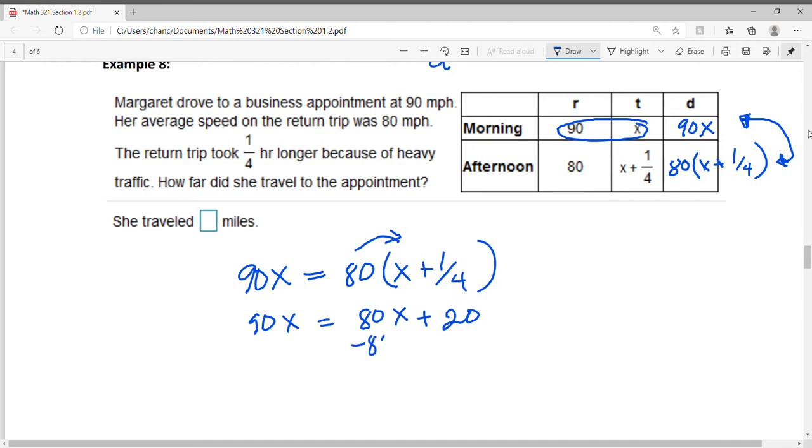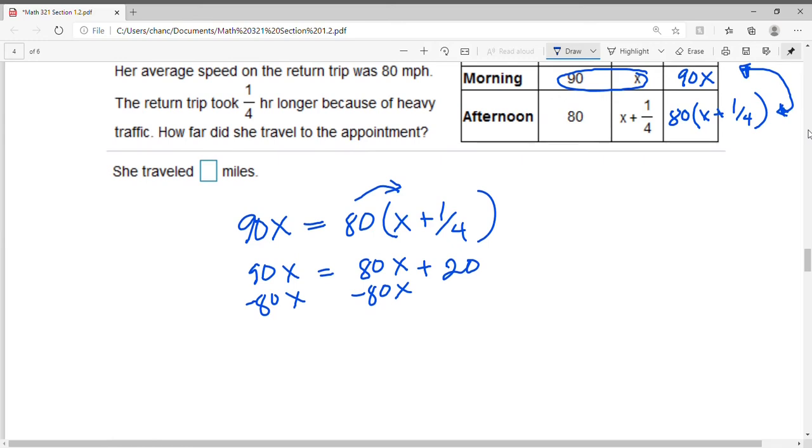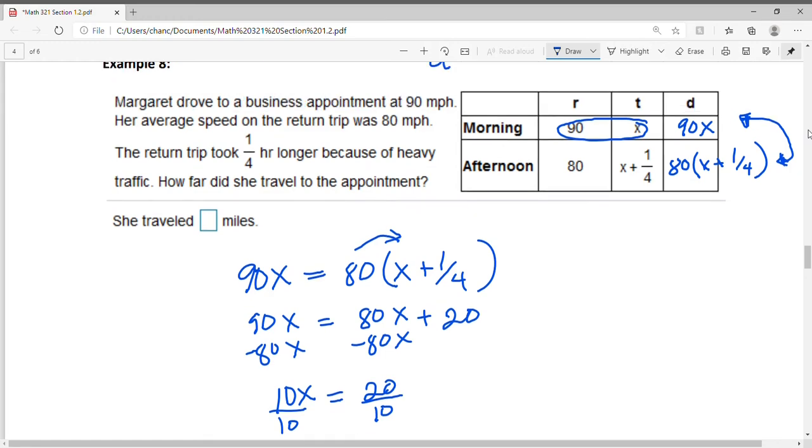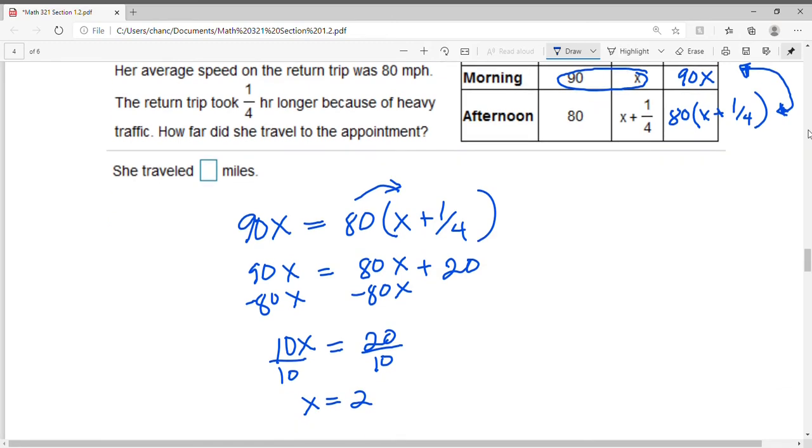Now we can subtract 80x from both sides. And I have 10x equals 20. Let's divide both sides by 10. And so x equals 2. Now this is going to be 2. To what though? We're talking about a distance. How far does she travel? So this is 2 miles.